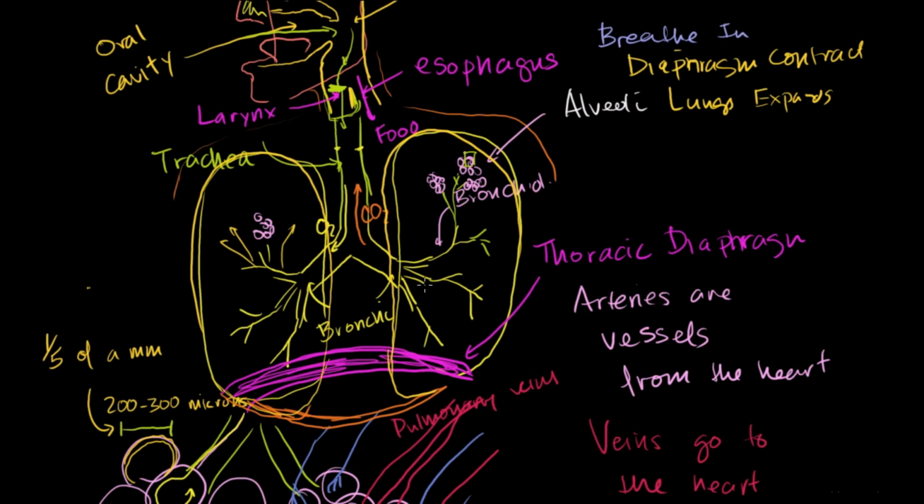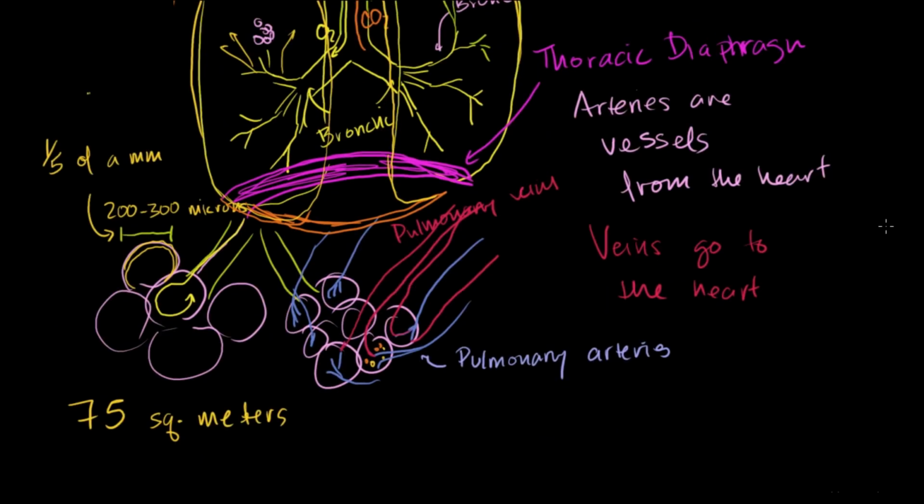So anyway, hopefully that gives you a decent sense of how we at least get air or oxygen into our blood system and carbon dioxide out of it. In the next video, I'll talk more about our actual circulatory system and how we get the oxygen from the lungs to the rest of the body, and how we get the carbon dioxide from the rest of the body into the lungs.